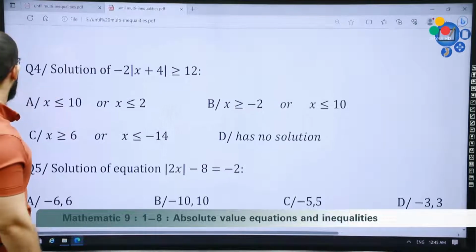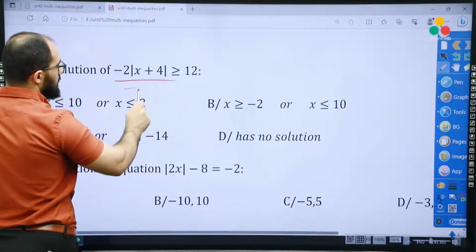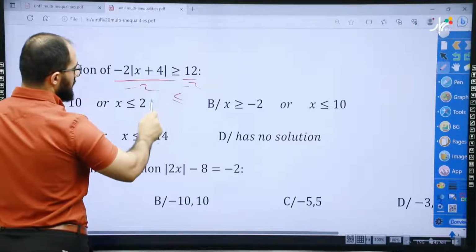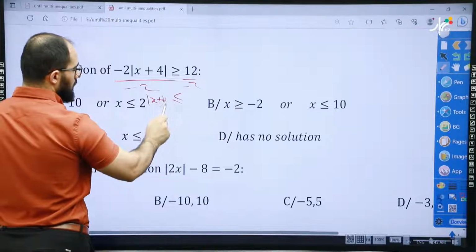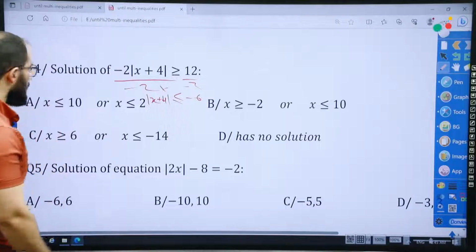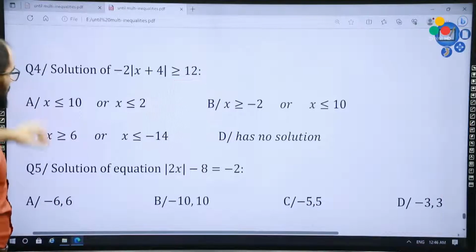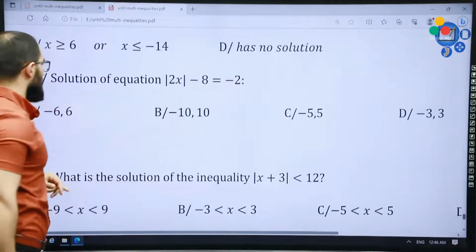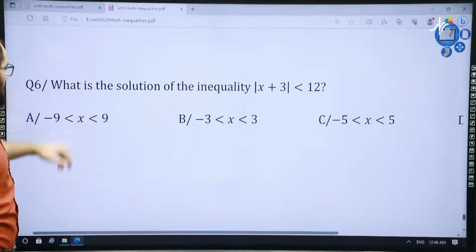Then for this question, if you divide both sides by negative 2 and negative 2, then the answer is going to be the absolute value of x plus 4 less than negative 6, and it has no solution. It has no solution because it consists of a negative. This is the solution. It has no solution. And the rest of the questions are repeated.